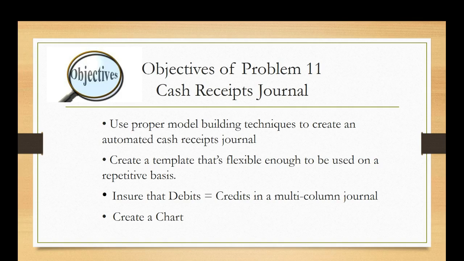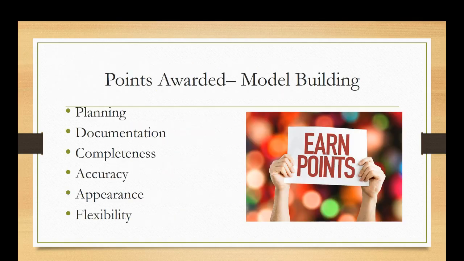The objectives of Problem 11 are to use proper model building techniques to create an automated cash receipts journal, and to create a template that's flexible enough to be used on a repetitive basis. Don't forget, in any kind of a multi-column journal, as we're about to learn, you need to ensure that the debits equal the credits. And of course, as in all problems, we'll be creating a chart. So once again, you're creating your templates from scratch. That means your points will be awarded based on your planning, documentation, completeness, accuracy, appearance, and flexibility.